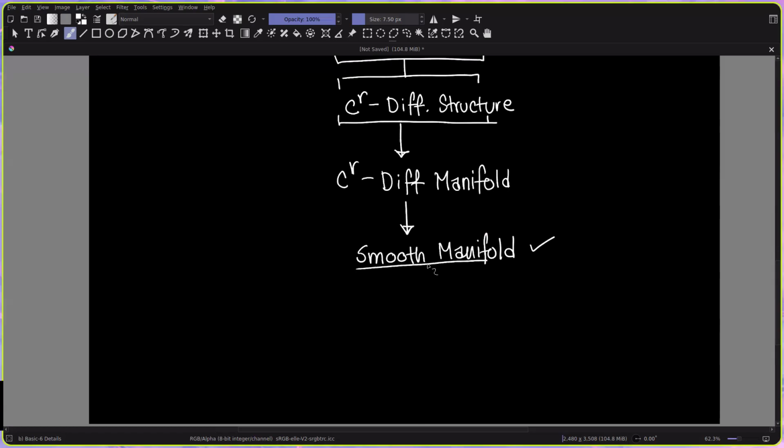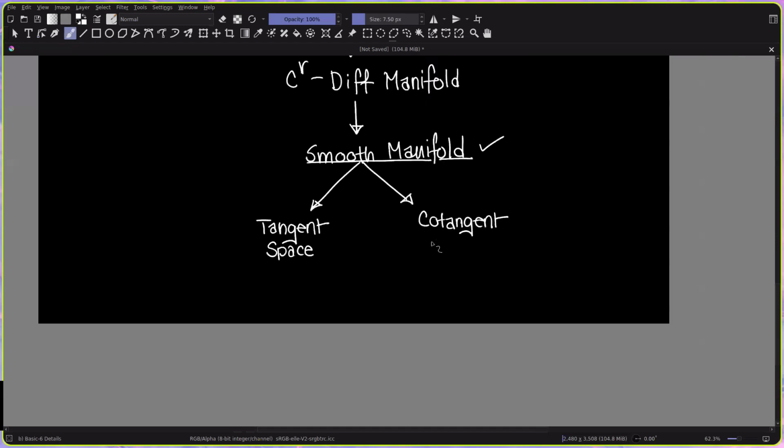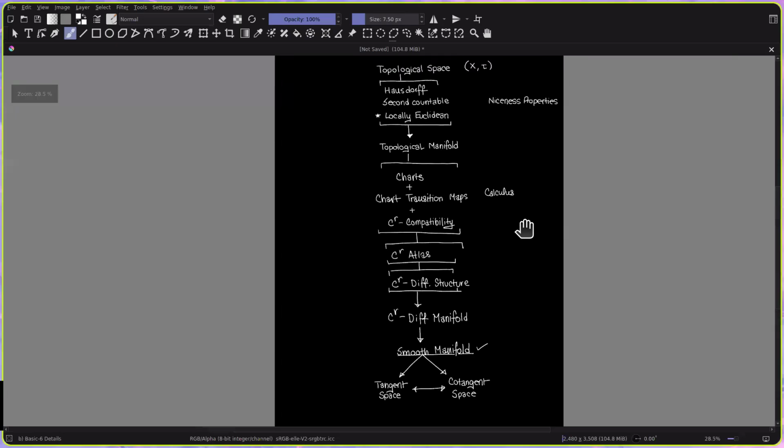Smooth manifolds have these two interesting spaces, well, they might have more, but we're not concerned with that right now. Primarily they have these two interesting spaces that can be defined on them, which are called the tangent space and the cotangent space. The fact that their names are similar is not a coincidence. They are very closely linked to each other, and we'll see how they're linked as well. Okay, so that is a recap.